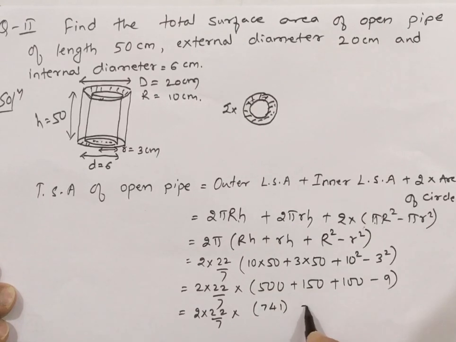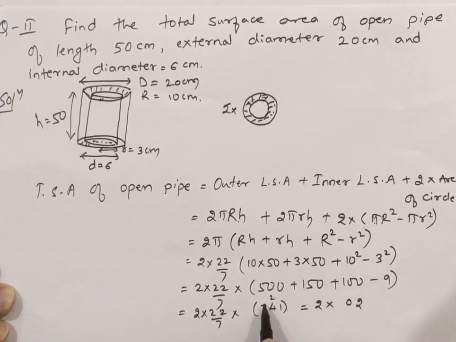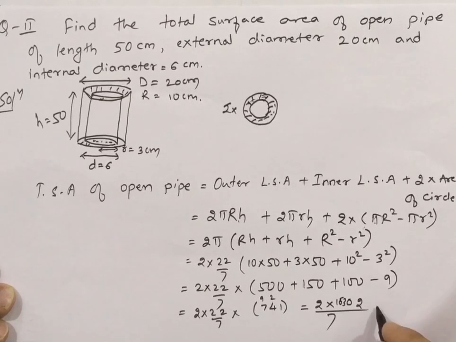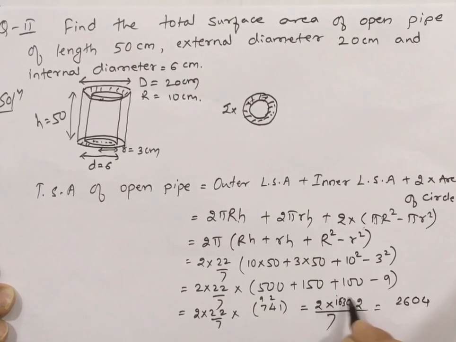So therefore this is equal to 2 as it is. I'll multiply 22 into 741. 22 into 1 is 22. 22 4s are 88 plus 2, 90. 22 7s are 154. 154 plus 9, 163, divided by 7. That is equal to 2 2s are 4, 0, 2 3s are 6, 2 6s are 12, 2 1s are 2 plus 1, 3, divided by 7.